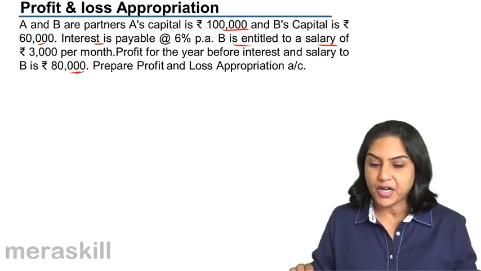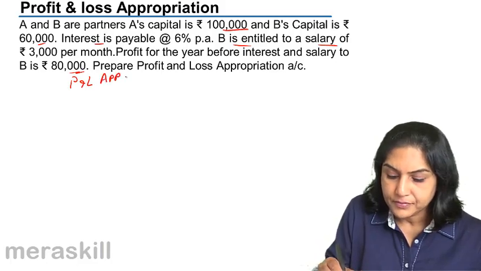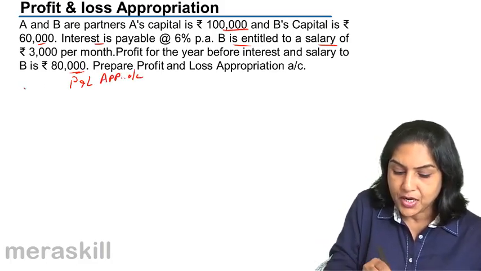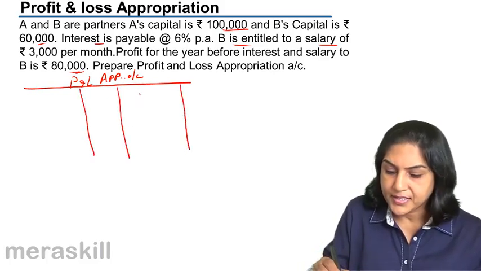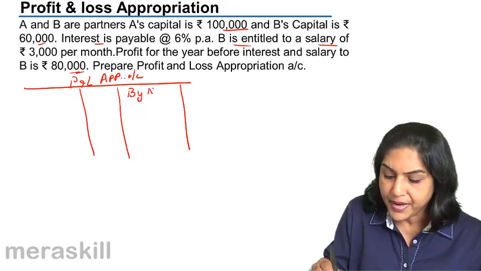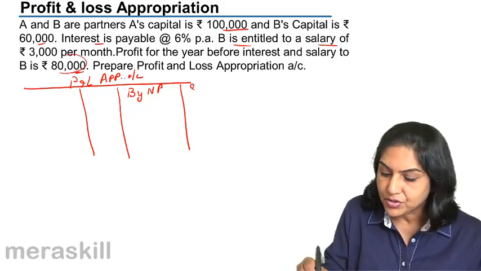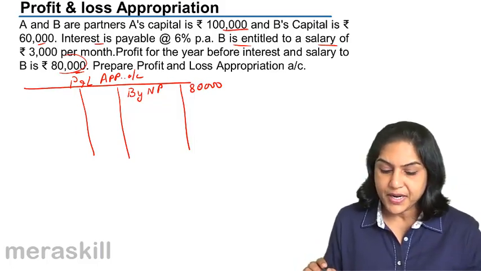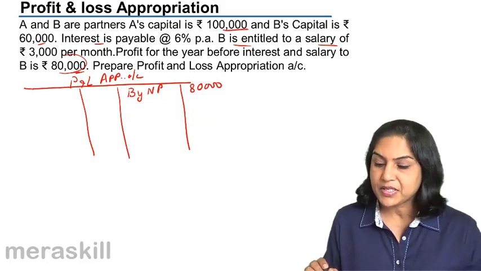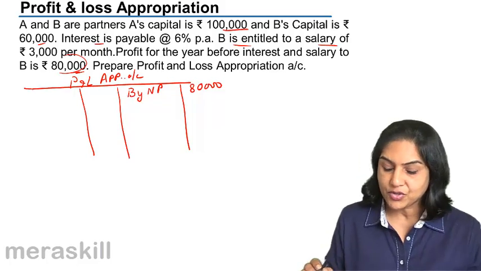So how would the profit and loss appropriation account be prepared? Appropriation account, if it's prepared like this, let us say we have a net profit. By net profit brought down, the amount of profit is 80,000. Interest is payable at the rate of 6% per annum. Let us say to interest on capital. How much would this be? A would get 6,000 and B would get 3,600.